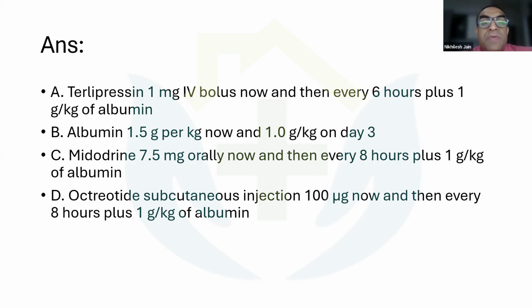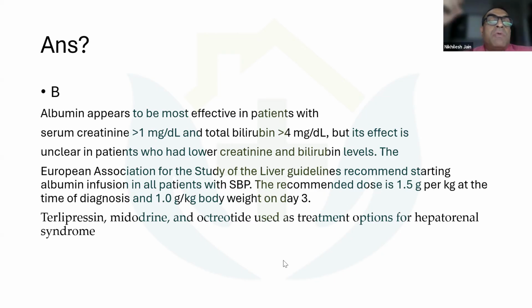He has denied any history of hematemesis. Think about it. No hematemesis here. So the answer here is B actually. Albumin 1.5 gram per kg now and 1 gram per kg on day 3. How we go about it is albumin appears to be most effective in patients with serum creatinine more than 1 milligram per deciliter and total bilirubin of more than 4 milligram per deciliter. But its effect is unclear in those patients who have lower creatinine and bilirubin levels.